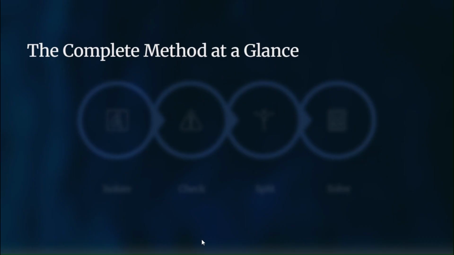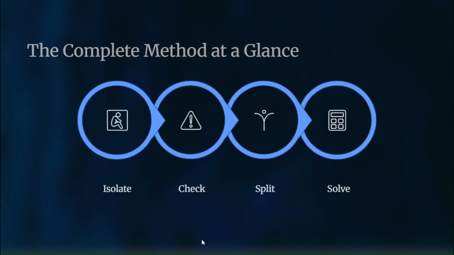Here's the complete method at a glance. Every absolute value equation follows the same reliable pattern. Whether the expression inside is simple or complex, the method never changes. Isolate, check, split, and then solve. Absolute value isn't scary. It just means distance.